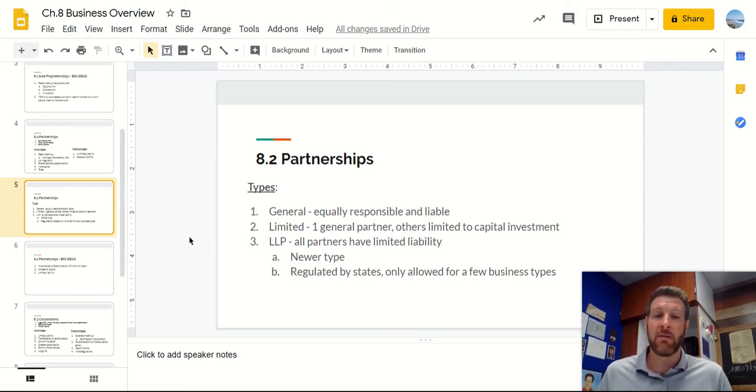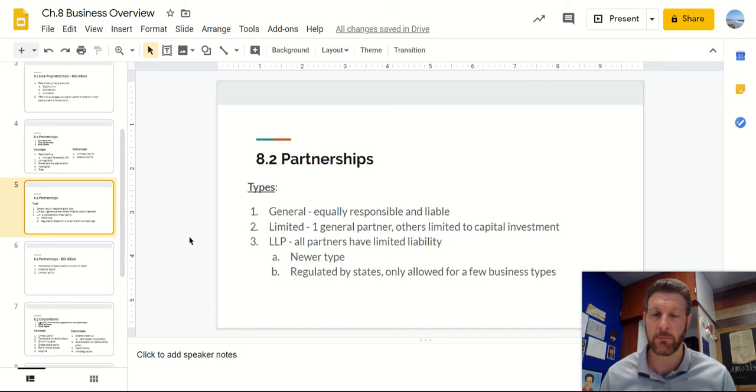But if things go bad, they only have limited liability. They can only lose the money they put into the company. If that debt were to grow bigger than what they've put in, whoever they owe the money to cannot come after their personal finances. So the limited partners are providing the money, and they have limited liability, whereas the general partner is running the business and carries the unlimited risk of how that business does.